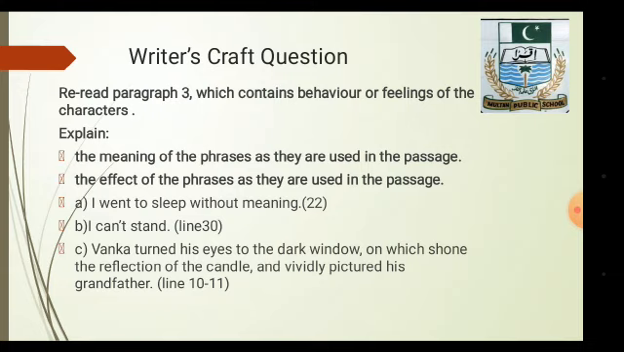See, Wonka turned his eyes to the dark window on which shone the reflection of the candle and vividly pictured his grandfather. It means that he made an image in his mind because he was desperately missing his grandfather. So he thought in his mind of the physical appearance of his grandfather and then started writing a letter. And the effect is that he was so alone and missing his grandfather at that time.